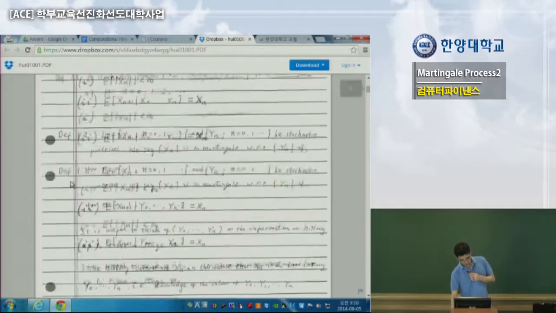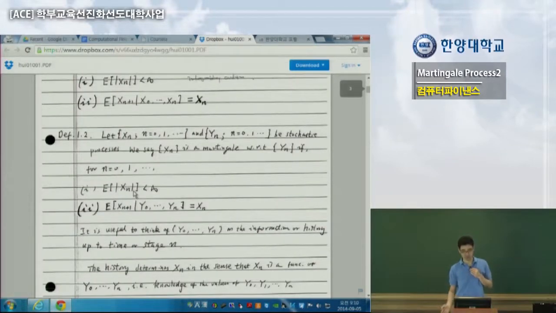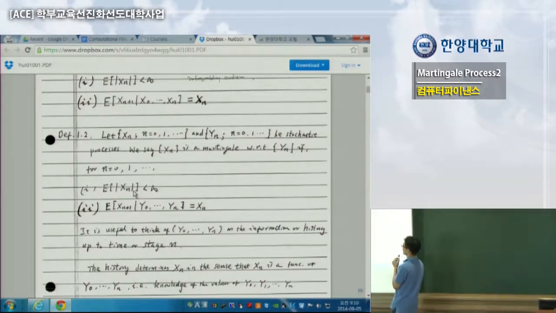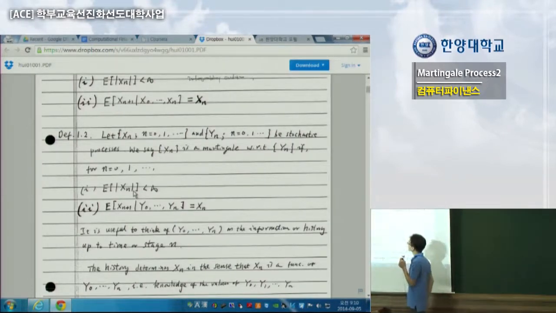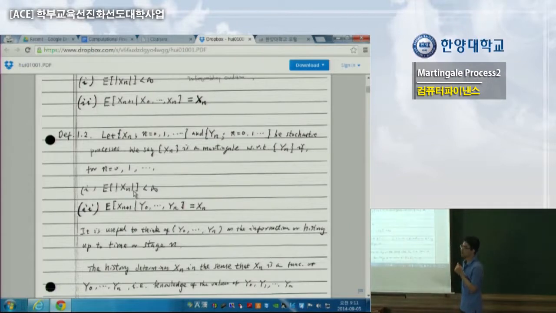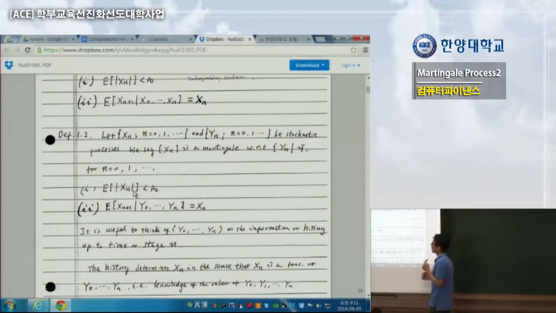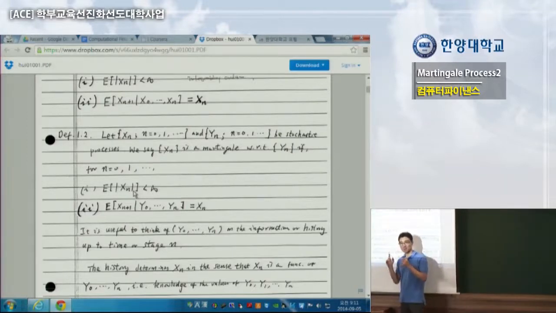And then we defined Martingale with respect to another process here. You can regard this one as your information set. Y is your information set. So you have data from Y0 to Yn, which means you accumulated information from time 0 to time n. Based on that set of information, your expectation about next period's stock price is today's stock price.